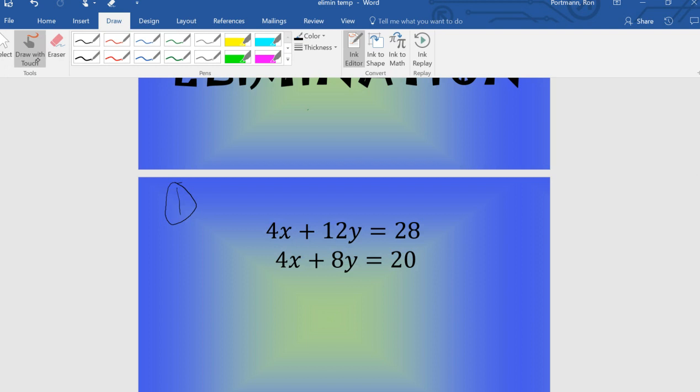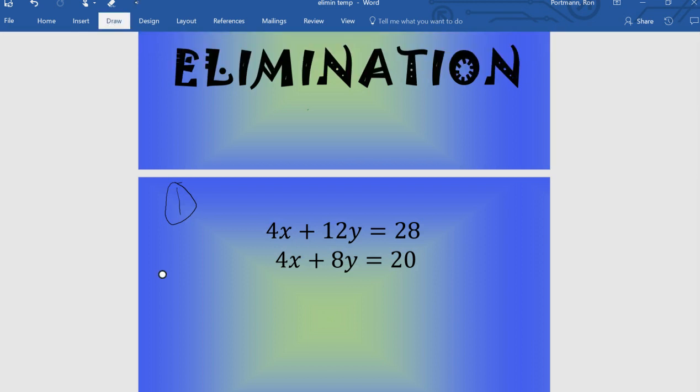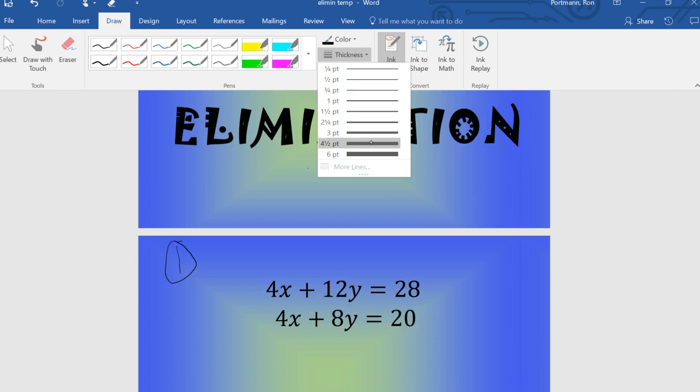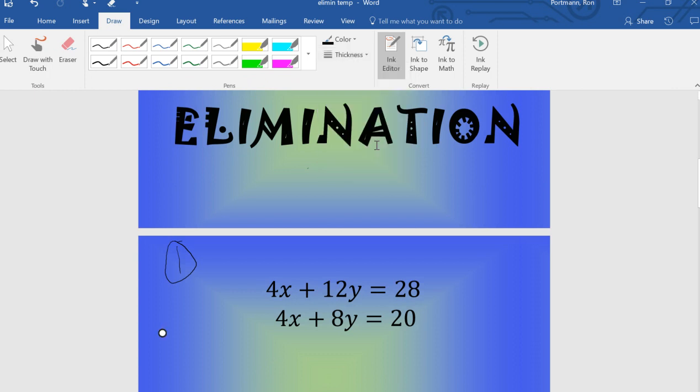Just like substitution, where you're substituting in an expression for a variable, we are going to eliminate one of the variables with these two equations, and we're going to do that by combining them together. When we combine, we're either adding or subtracting. I want y'all to look at this as we are going to subtract these two equations from one another. When we subtract these, you're going to eliminate one of the variables because 4x minus 4x.